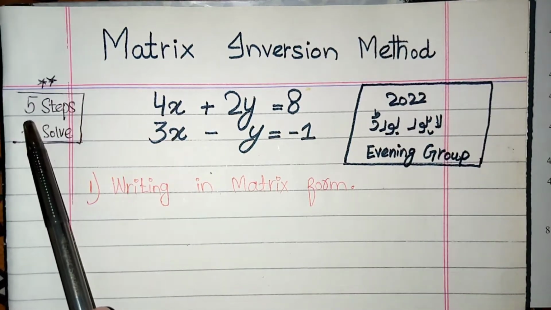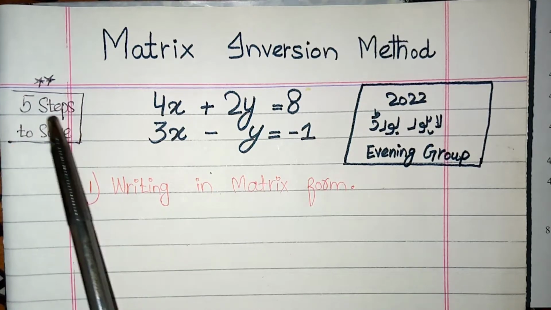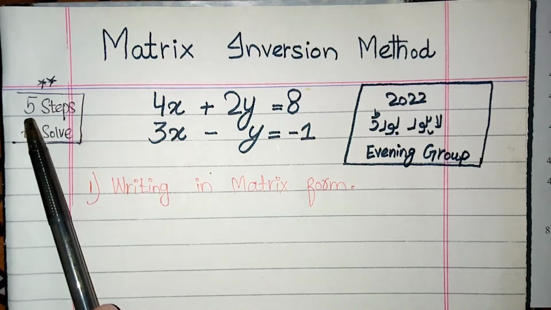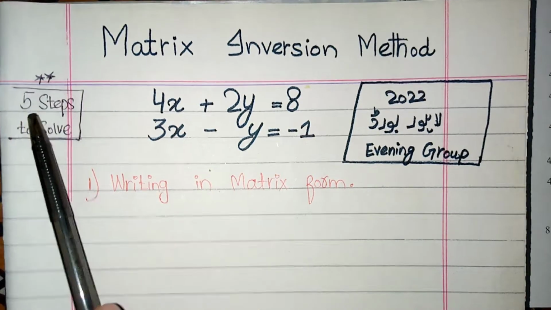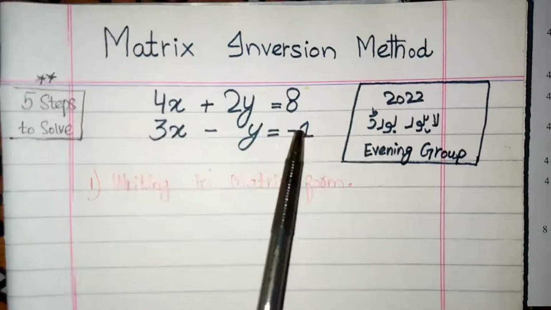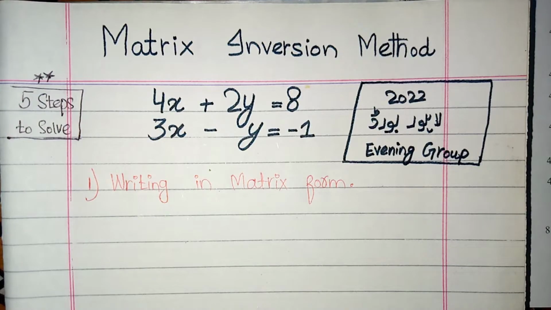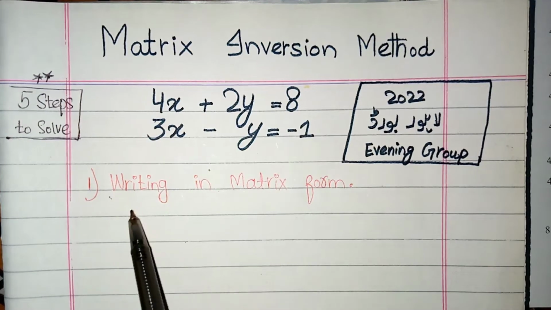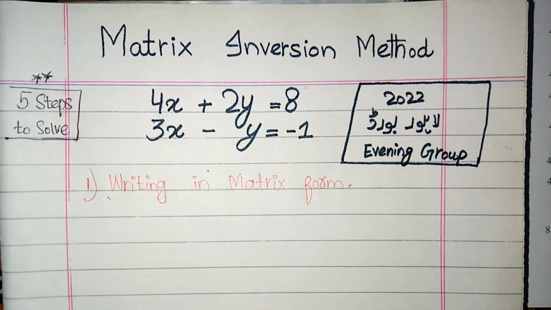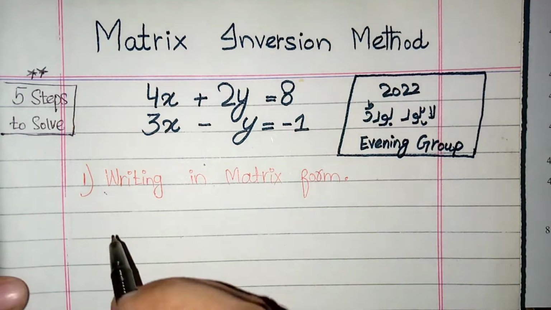So I will show 5 steps, and if you listen carefully to the 5 steps, you will be able to do any question to solve two simultaneous equations with the help of the matrix inversion method. So the first step is writing in the matrix form. Let's see how we have to write it in matrix form.